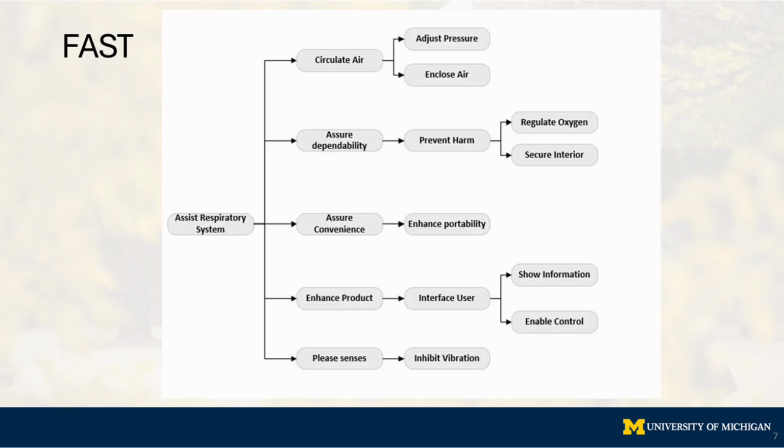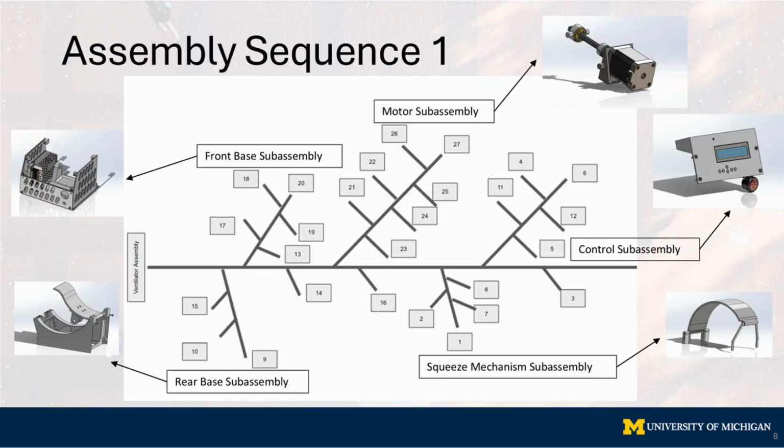The FAST diagram for the ventilator is shown here with the task function of assist respiratory system, the primary functions of adjust pressure and enclose air, and the supporting functions of regulate oxygen, secure interior, enhance portability, show information, enable control, and inhibit vibration. Next, the team created two assembly sequences for the ventilator assembly.